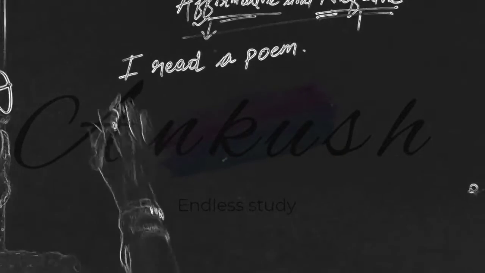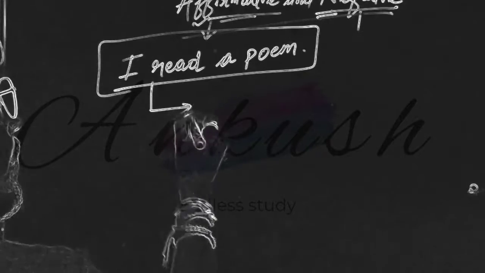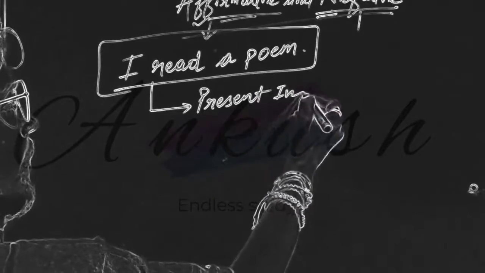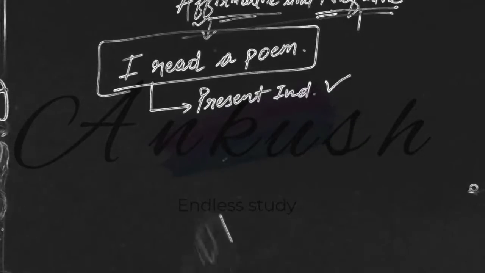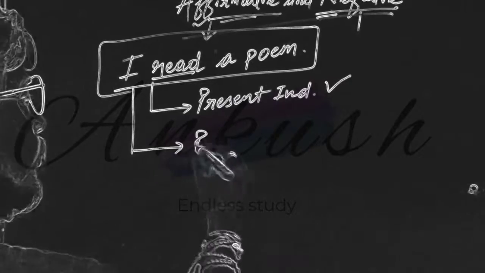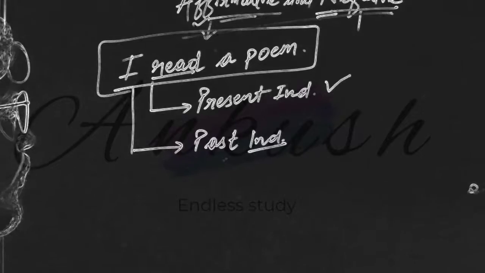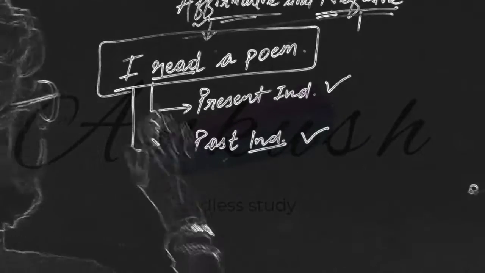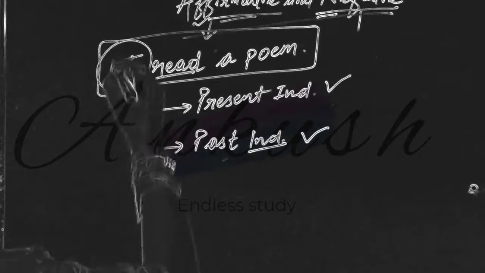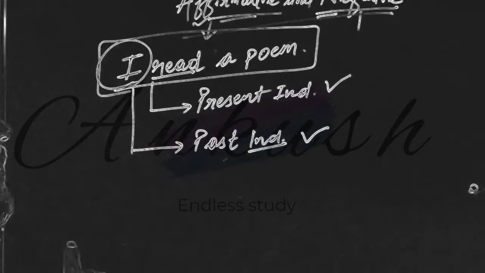So now you see here, in which tense is this sentence going? If you say present indefinite, yeah, correct, because read is the first form. But if I say it is going in past indefinite, is it wrong? No. Then also it is correct. Because when we write, I is treated as a plural subject. I is a singular subject, we know, but it is treated as a plural subject.